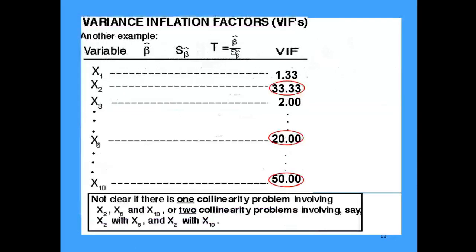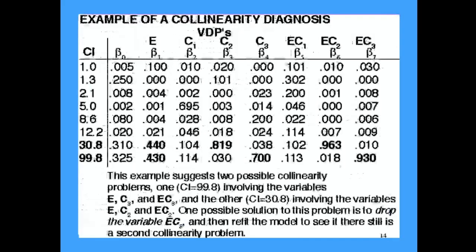Now, to explain that, I'm just going to show you a table, and we're going to look at this table. This is the essence of how you diagnose collinearity. There are a lot of numbers in this table. There's something called CI. CI, in this case, does not stand for confidence interval. It stands for condition index. That's a nice name to name-drop. Tell your friends, I learned about condition indices. These numbers are called condition indices.